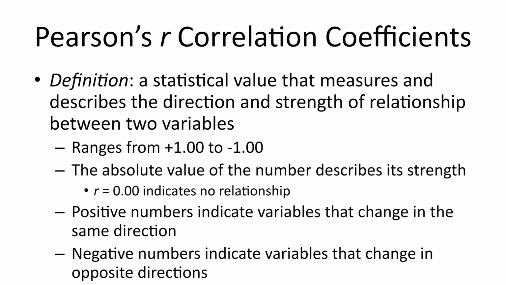When one variable goes up, the other one will also go up. That's a positive correlation. A negative number would indicate that they're going in opposite directions. So when one variable goes up in value, the other variable will go down. Now, that's basically all there is to it.